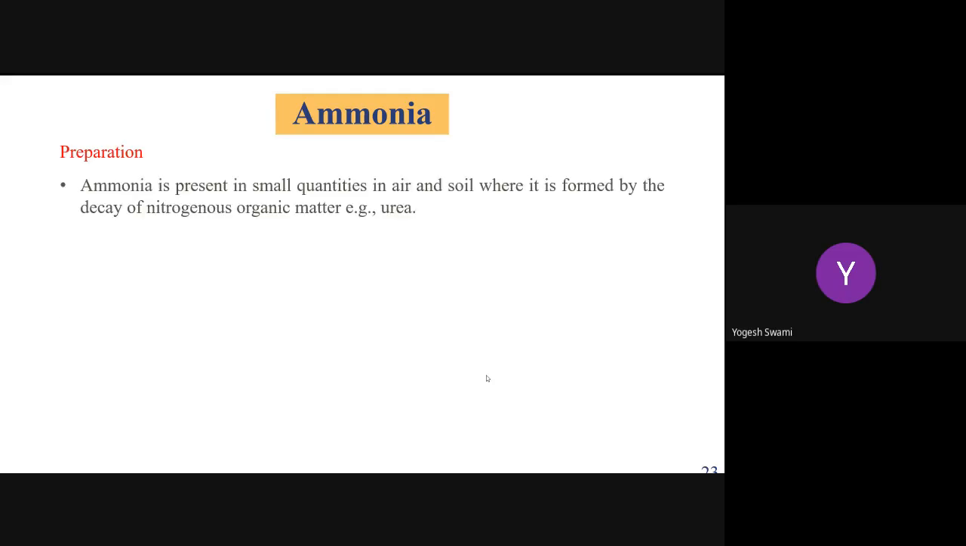So the next compound of nitrogen is ammonia. Ammonia's formula is NH3. How do we prepare ammonia? Ammonia is present in a small quantity in air and soil, where it is formed by the decay of nitrogenous organic matter like urea.